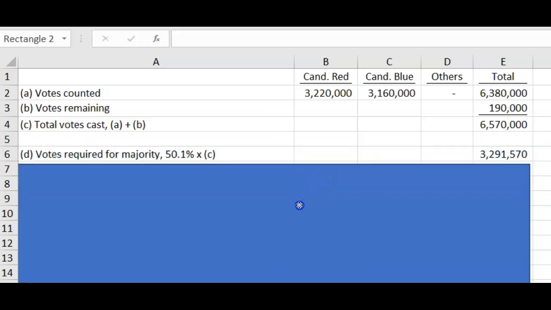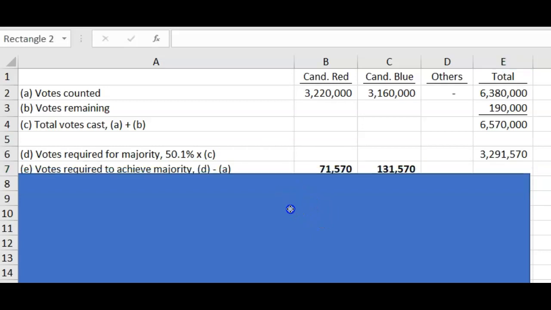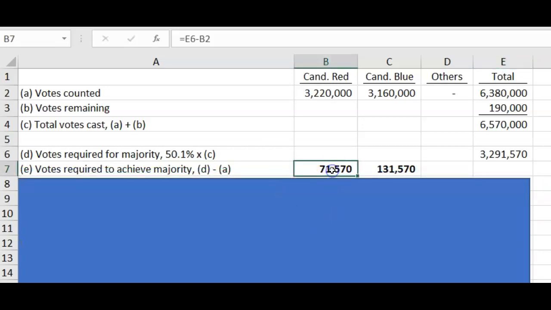The votes required to win the majority would be 50.1%. I'm going to use 0.1 rather than 0.05 or 0.06%. It'll be close enough for this illustration. So we take the 6,570,000 votes, the total votes cast, times 50.1%. So to win the majority, 3,291,570 votes are needed.